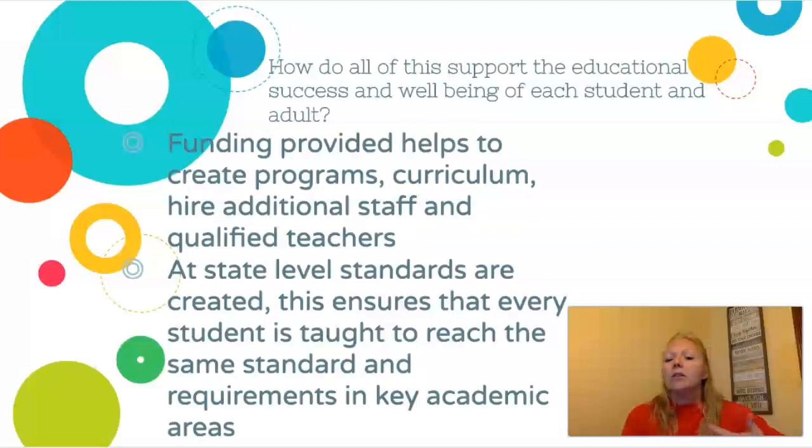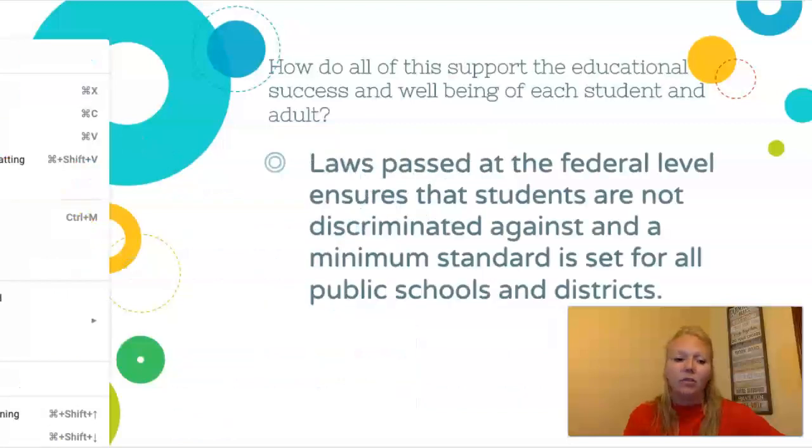So how does all this support create successful students and the well-being of successful students and adults? So, the funding provided helps to create programs, curriculum, hire additional staff and qualified teachers. At the state level, standards are created. This ensures that every student is taught to reach the same standard and requirements in key academic areas. So we have one central focus there, and then the districts are in charge of figuring out how that needs to happen per individual student.